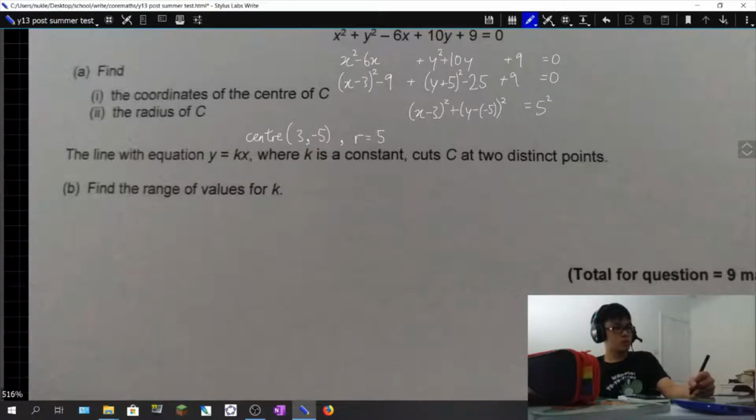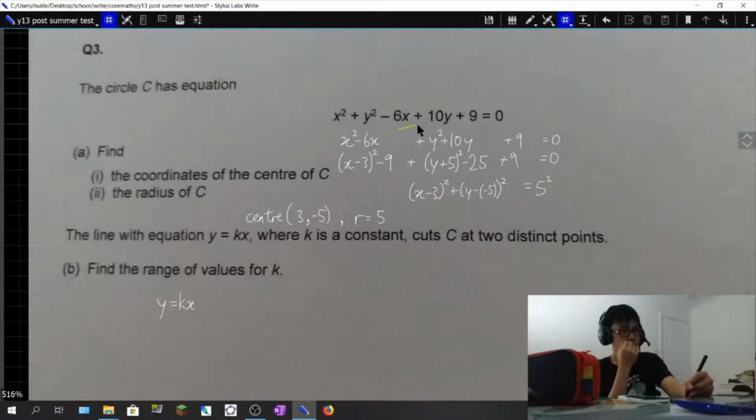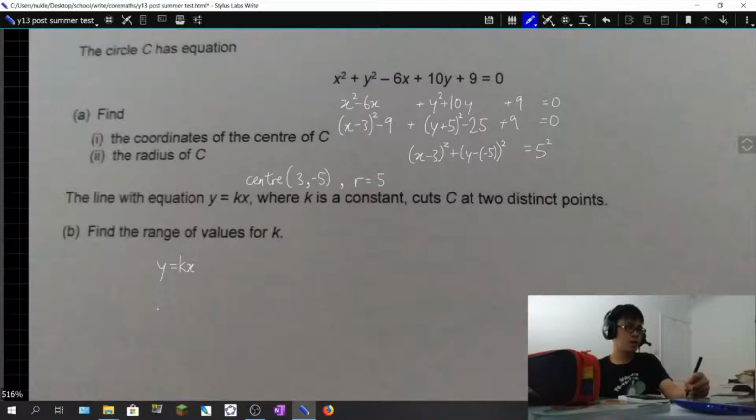Okay, so we want to substitute y to be kx. So we just want to copy this equation right here. I just realized I didn't actually write that, so I'm going to have to write it for the first time. So replace every single instance of y with kx. Okay, so y squared is going to be equal to kx all squared. It's minus 6x plus 10 times kx plus 9 is going to be equal to 0.